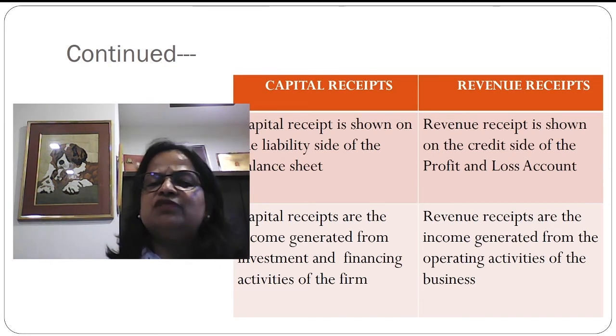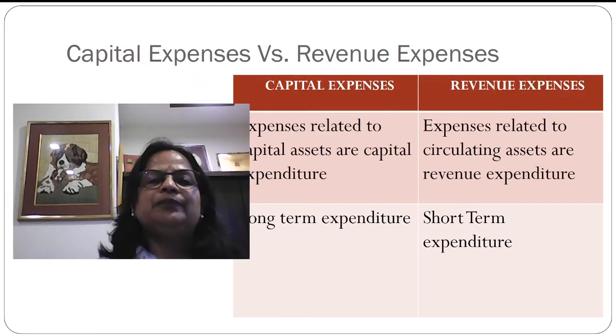What is the activity for which the business was started? That will be the revenue receipt. Whereas capital receipt is by financing activities. You are raising capital and you are using that. Or you are buying a fixed asset. Then you are using that in your manufacturing process. That is how you are getting capital receipt.